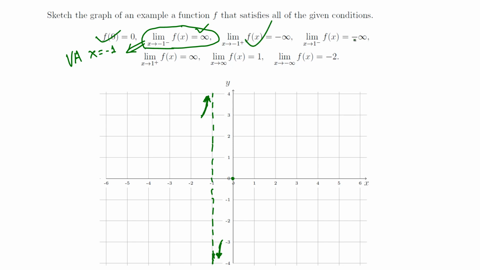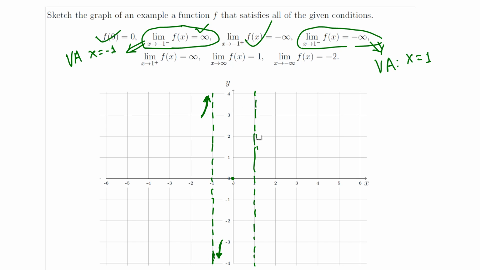Next, the function goes to negative infinity. That means the function decreases without bound when x goes to 1 from the left side. This is the same thing as earlier. When the function goes to positive or negative infinity when x goes to some number, we get a vertical asymptote. Another vertical asymptote here is x equals 1. So at 1 we have another one, and it should be straight dashed lines. Okay, that's the vertical asymptote.